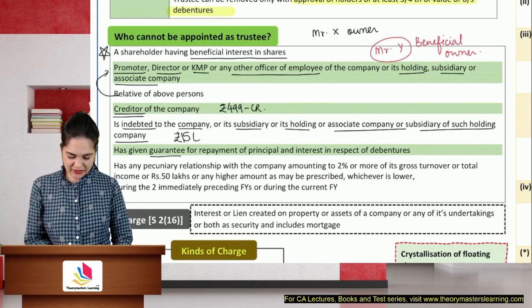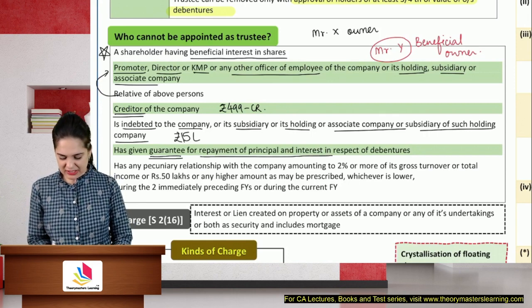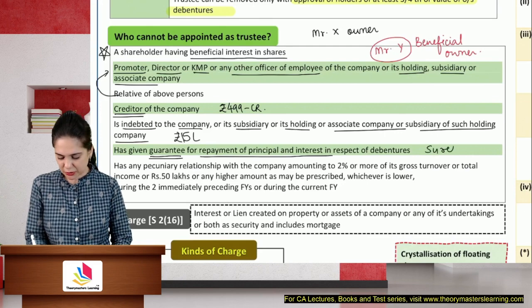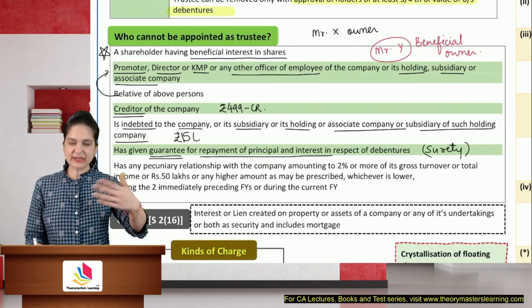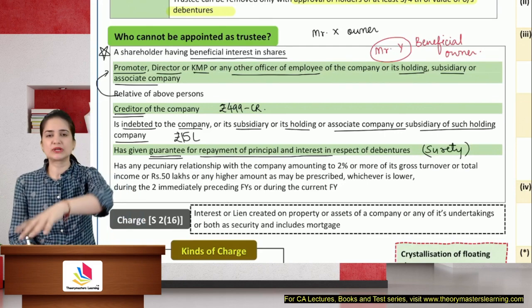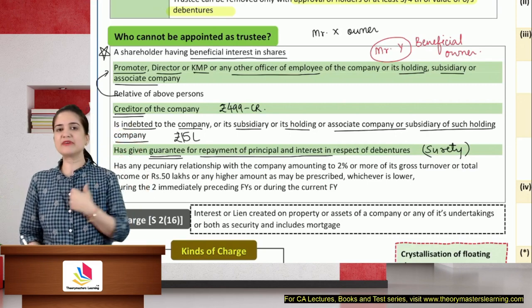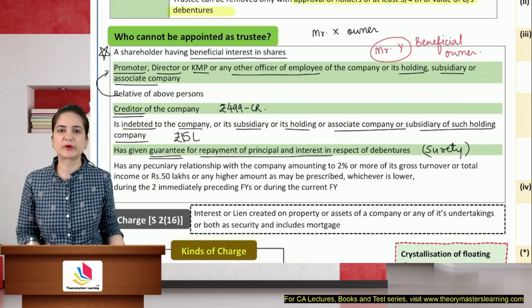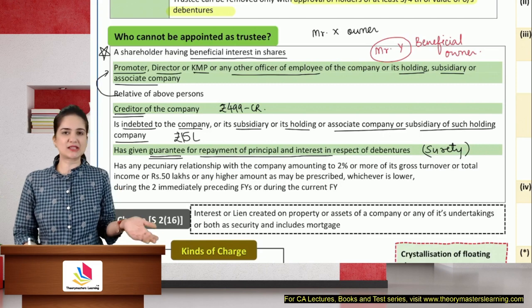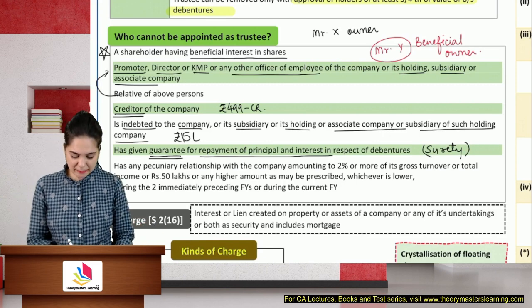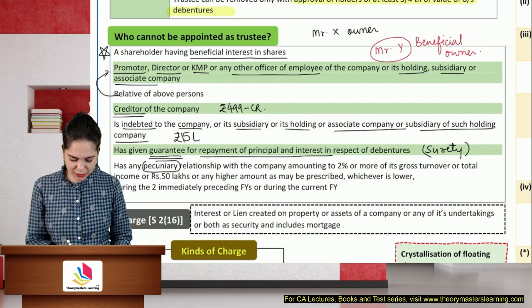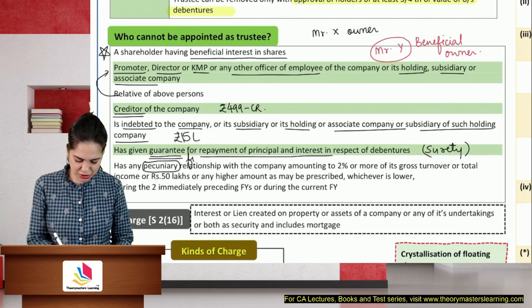Any person who has given guarantee for the repayment of principal and interest, it means that if the surety is giving guarantee that, "Don't worry, debenture holders, company will pay the money, I am giving guarantee," that person cannot be appointed as trustee. You will never say against the company. Any person who has pecuniary relation, pecuniary meaning is financial, monetary.